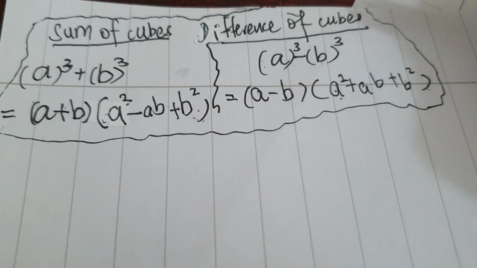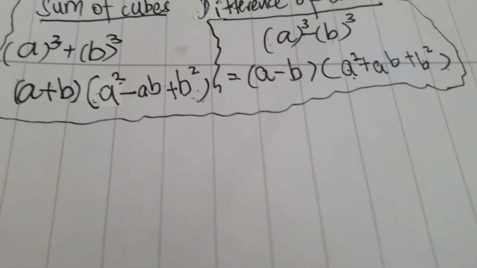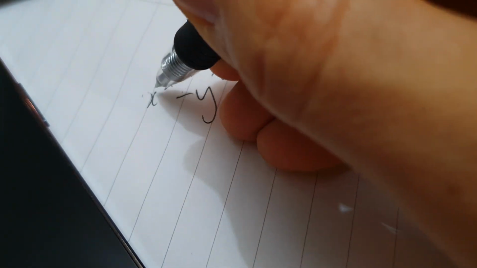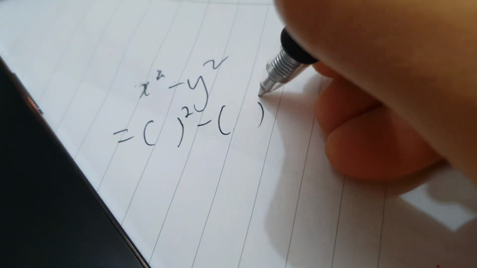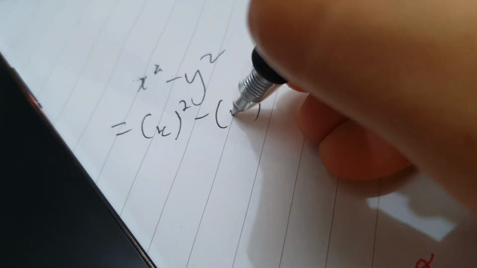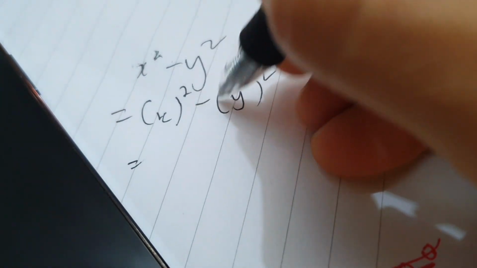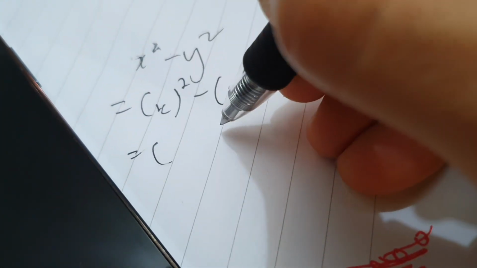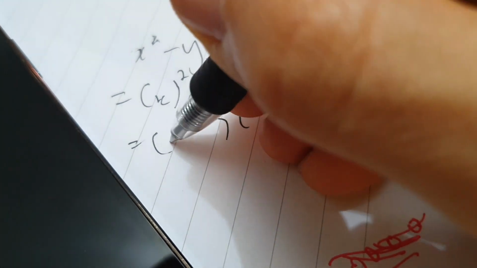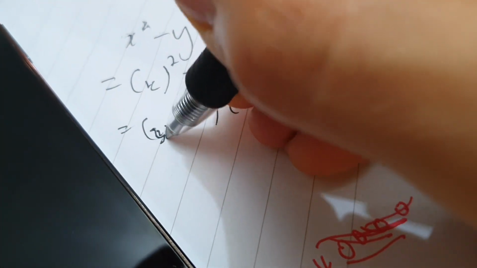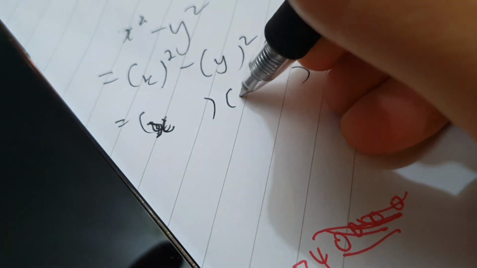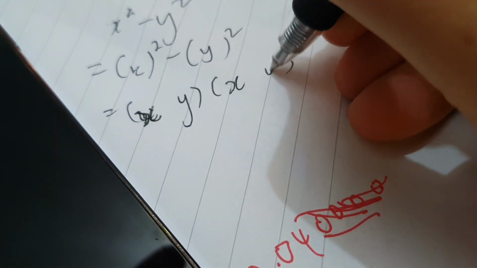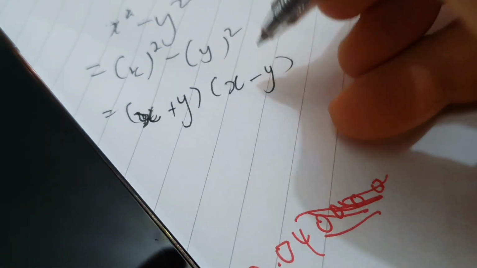Now recall, in your Sec 2, you learned difference of squares, right? Difference of squares, meaning x squared minus y squared, because you can write it as something squared minus something squared. That's why they call it difference of squares. And I don't know whether your teacher taught you this way, write brackets, so that you know that what you need to write here is just x, y, then one of them is a plus, one of them is a minus.